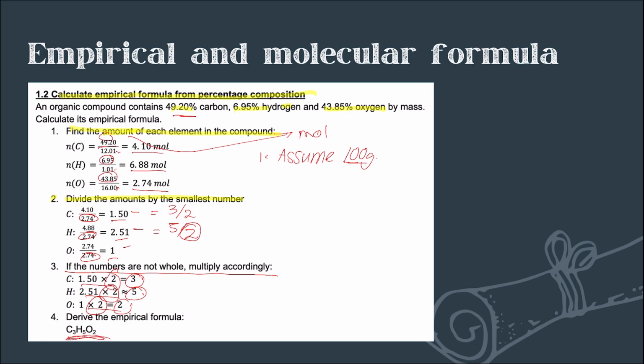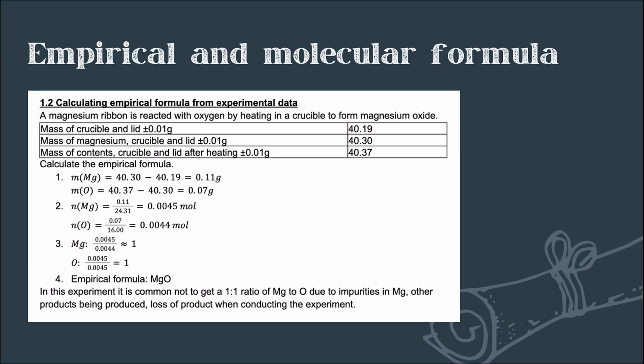All right, hope that makes sense. We could also calculate empirical formula from experimental data. This question is saying that a magnesium ribbon is reacted with oxygen by heating in a crucible to form magnesium oxide. A crucible, if you didn't know, is like a stone bowl kind of thing, and it has a lid.